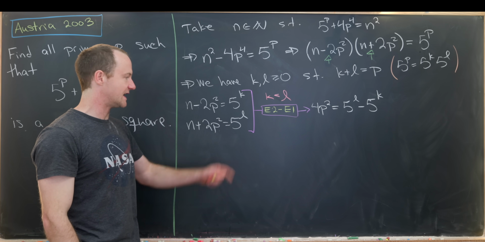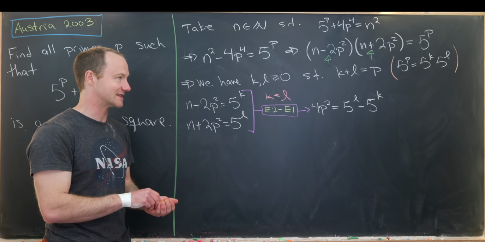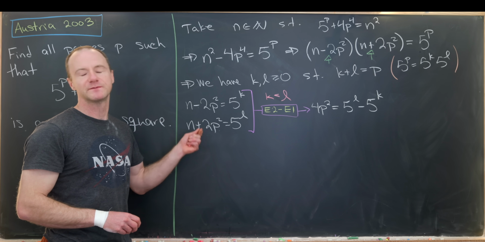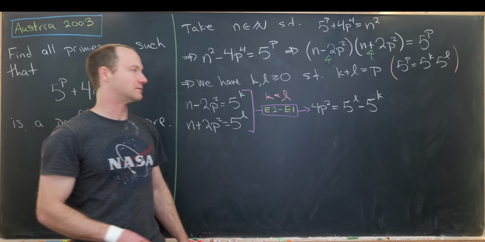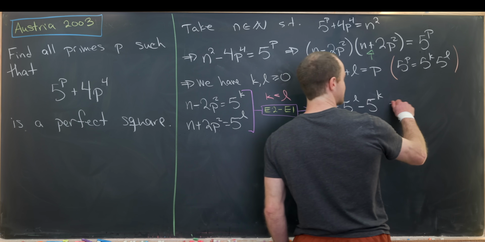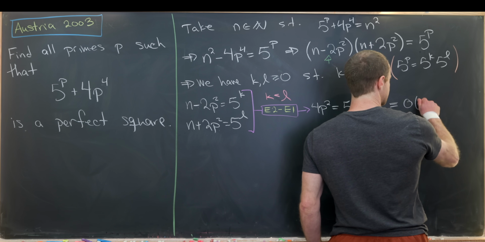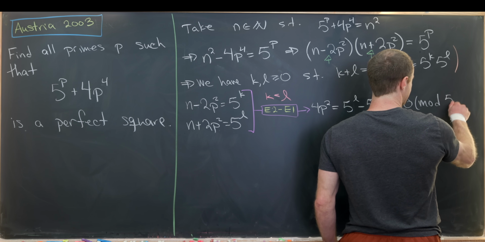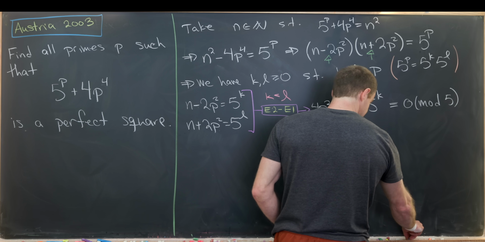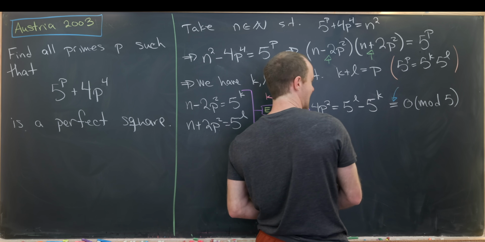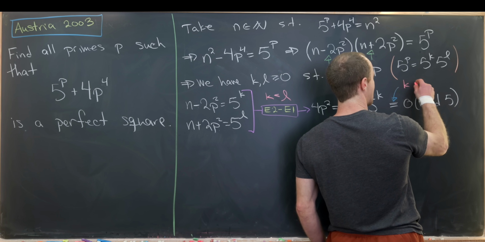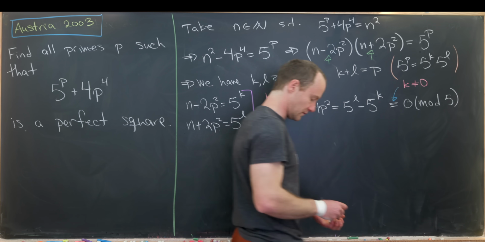So 5 to the k is less than 5 to the l, which means k is less than l. Okay, so back to this. We know that this right-hand side is almost always a multiple of 5. So that means we can say this is congruent to 0 mod 5, in the special case, well, it's not really that much of a special case because it happens so often, when k is not equal to 0.